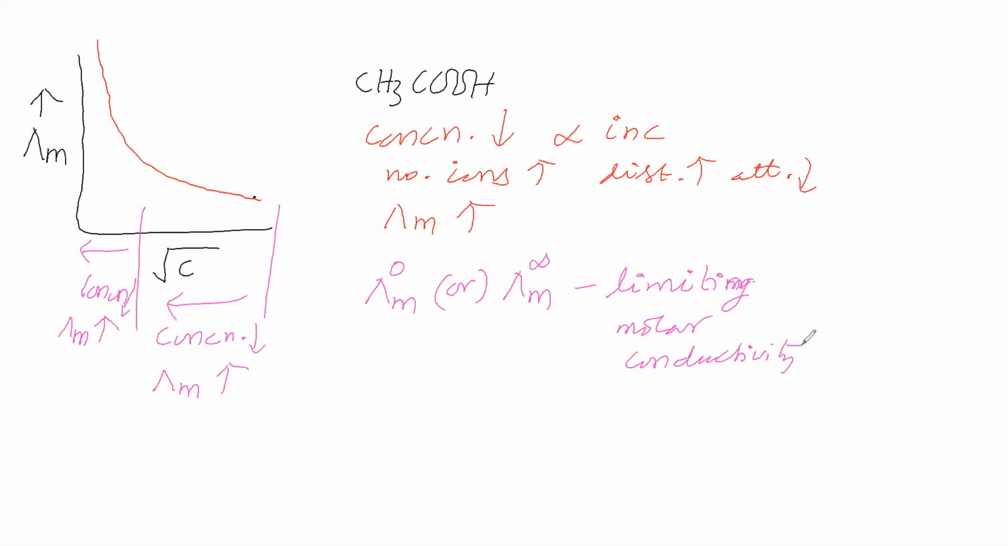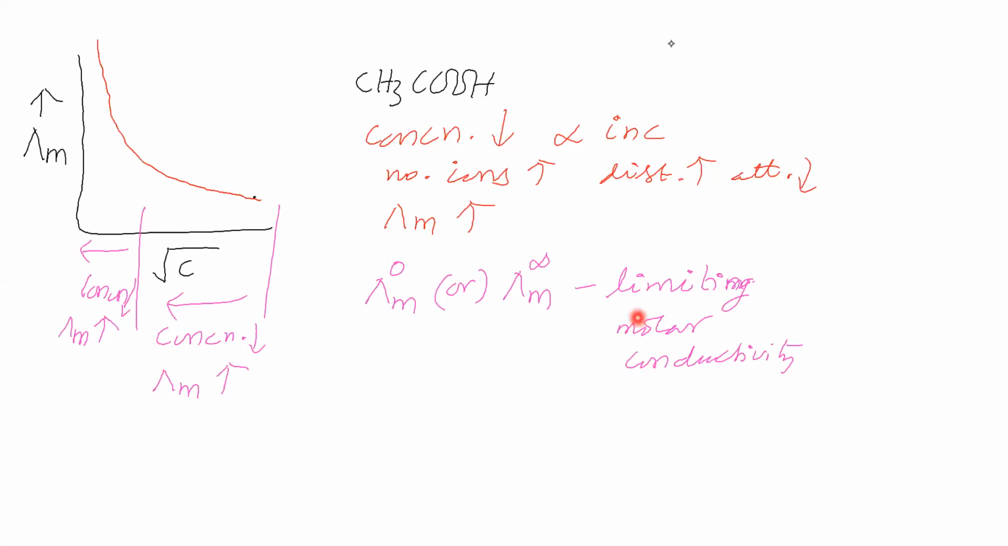Because concentration attains 0, below this concentration there is nothing. So for concentration 0, lambda m has this much value, and below this, after this, there is nothing. That's why limiting molar conductivity.